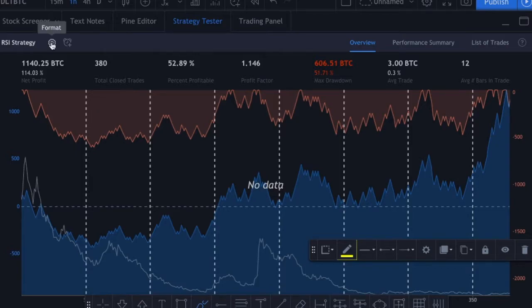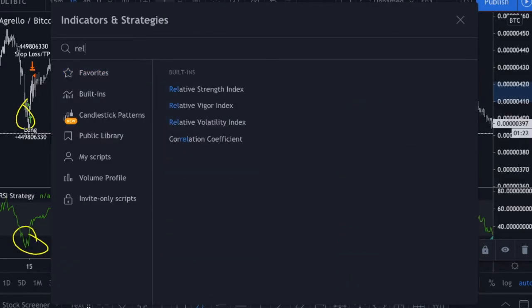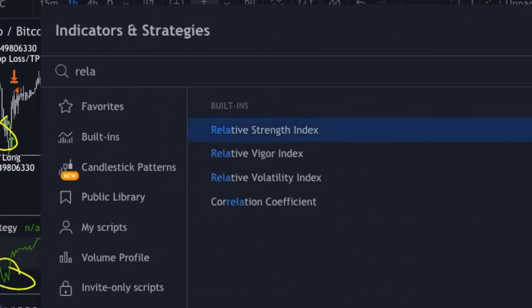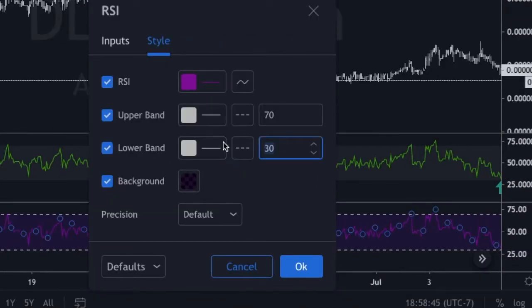So let's break down exactly what you can do to start trading this today. The first thing you're going to do, come up here, type in relative strength index, which is right there, and bust that out. You come in here into the settings, and you're going to want to make sure that your lower band is set at 34.